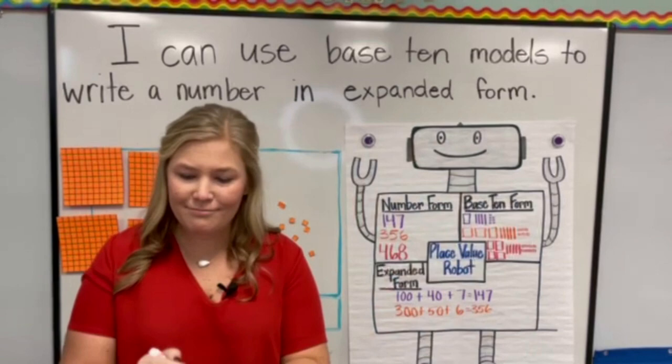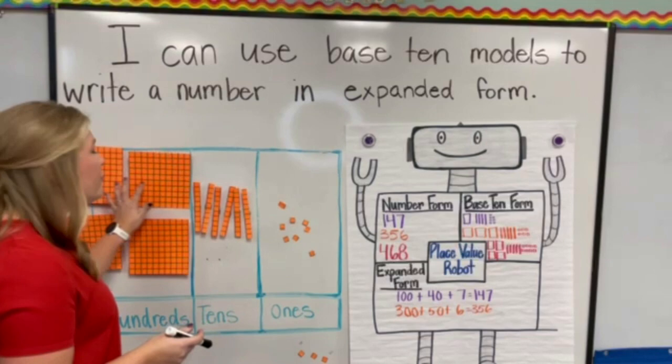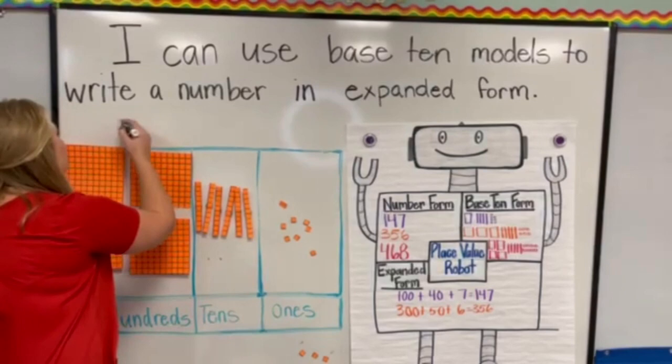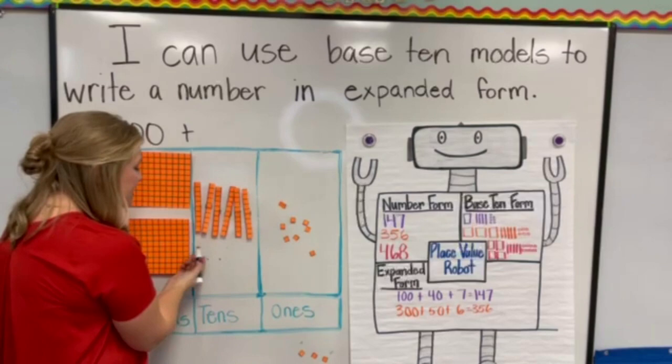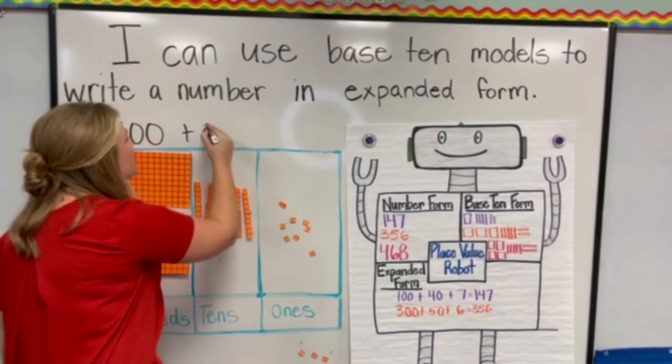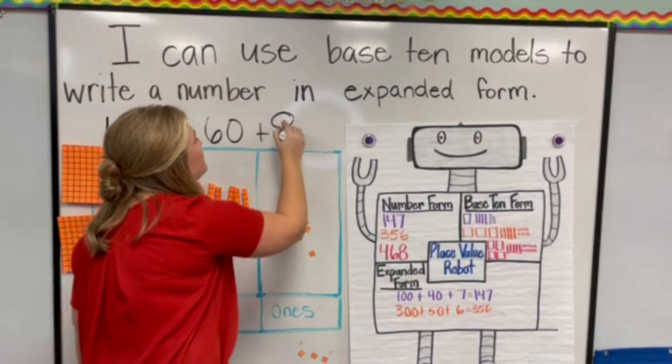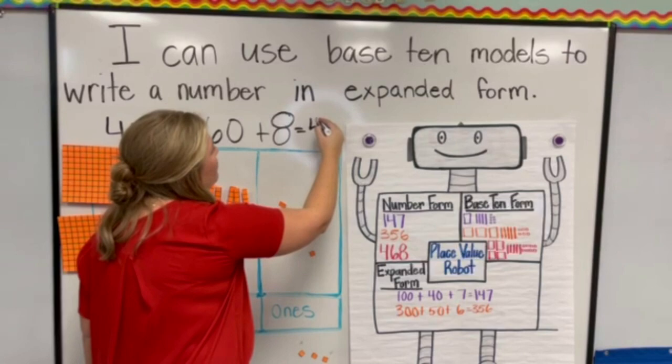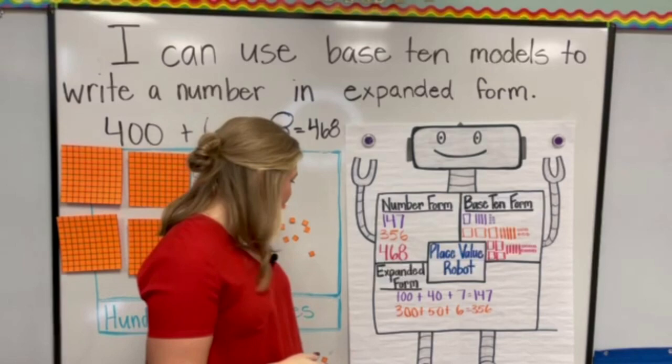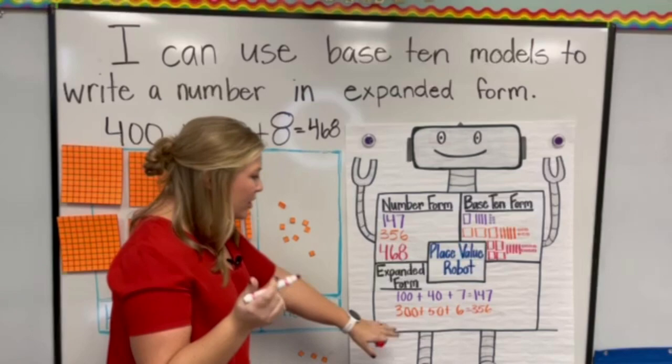Now let's write our number in expanded form. Well, I look at the number and I see that I have 4 hundreds flats. So if I have 4 hundreds, I know that that number is 400. Plus my tens column, I have 6 tens. When I read the number, I heard 460. So I know that 6 tens is that number 60. Plus my 8 ones. Now I have the values of each part of my number, and I know it's going to equal my number in number form or normal form. So now you're going to add 400 plus 60 plus 8 to your expanded form box on your place value robot.